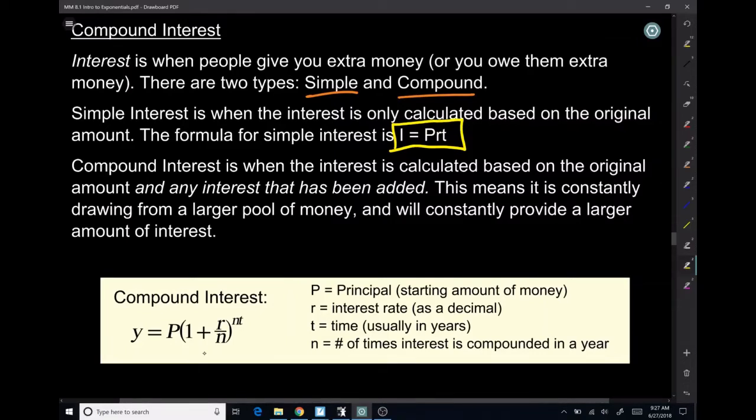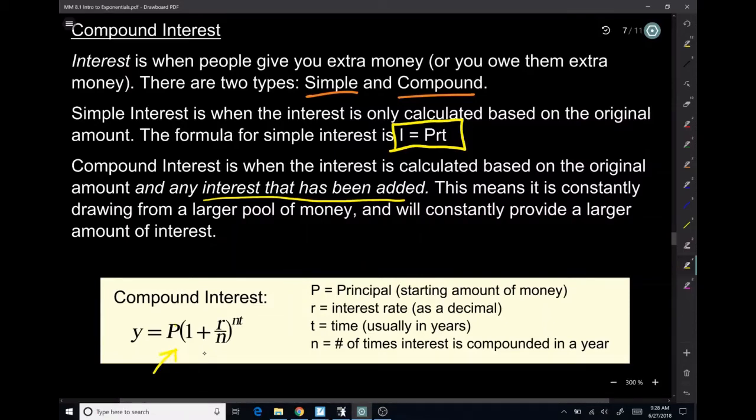Compound interest is the one we'll be dealing with. It's when the interest is calculated based both on the initial investment, but also any interest that has been added as you go along. So let's say after a year you add some interest, then the next year there's more money in the account to add more interest. It keeps compounding on itself, and that gives you an exponential change.